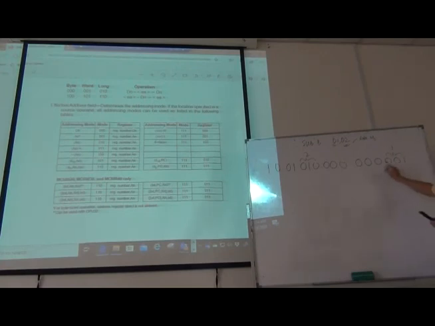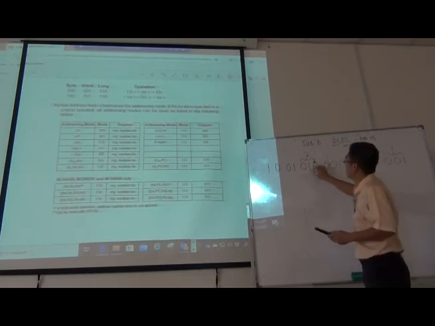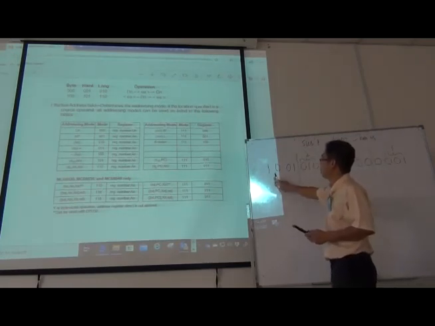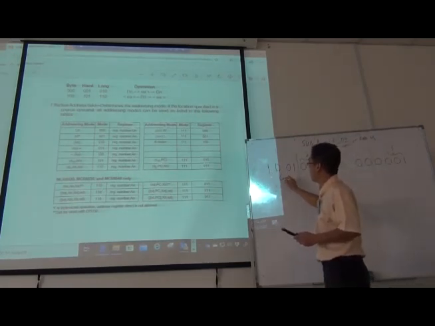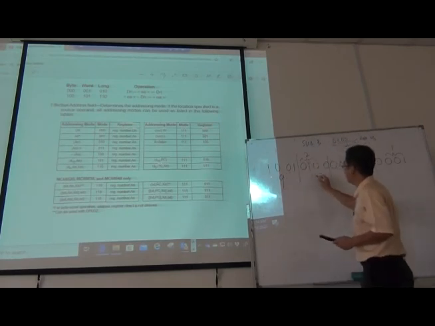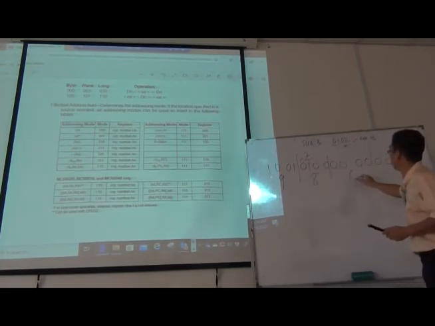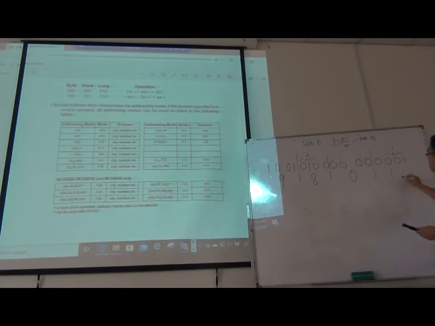Alright, now you divide it into 4 sections. So this is equivalent to 8, 9. This is 9. This is 8. This is 0. And this is 1. So the final answer for the machine code for subtraction is 9801.